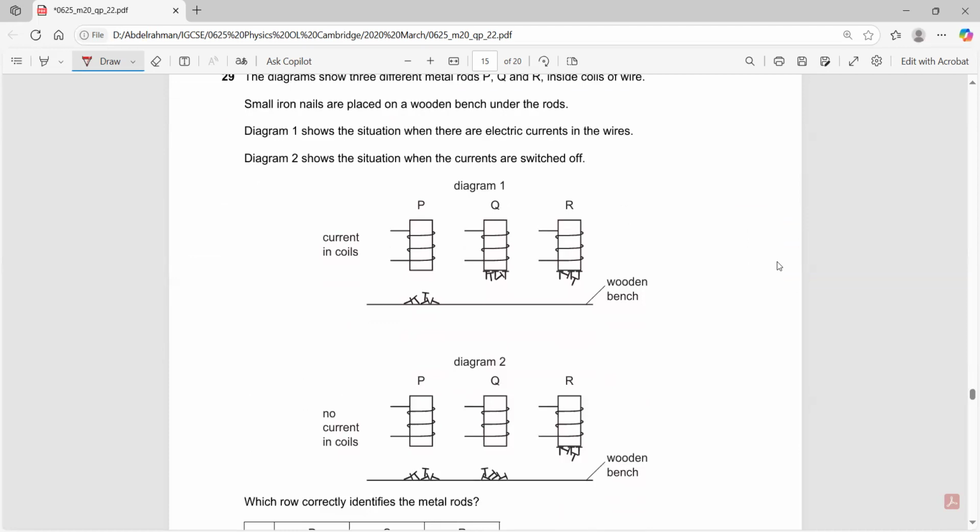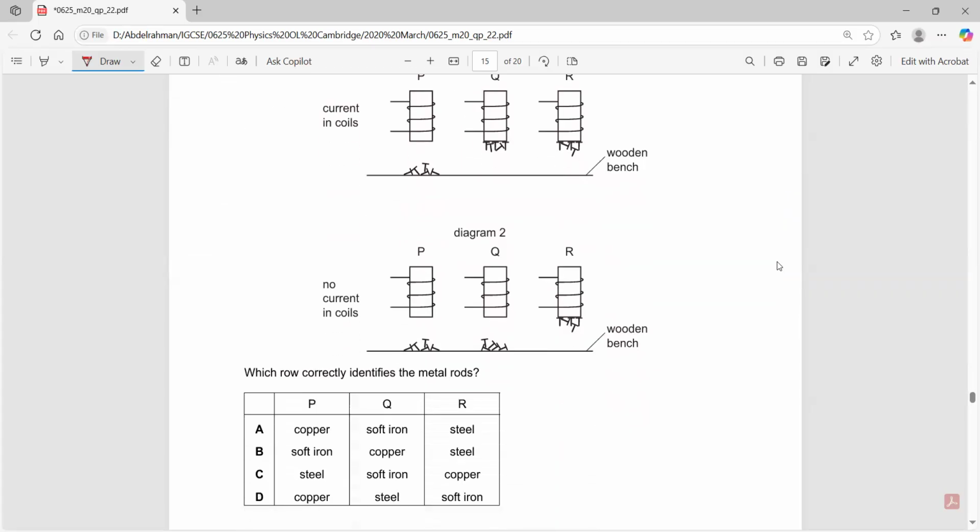Diagrams show three different metals, P, Q, and R. Diagram 1 shows the situation when there is a current. Diagram 2 shows the situation when there is no current. Which rows correctly identify the metals?